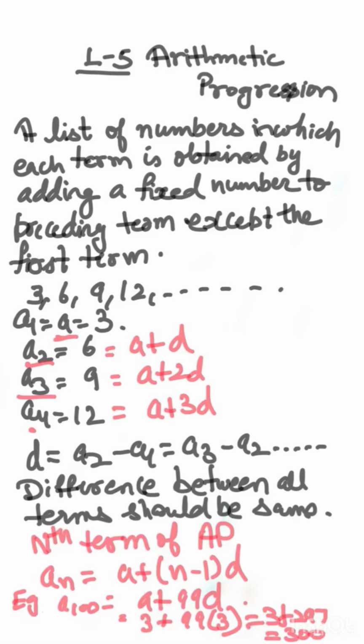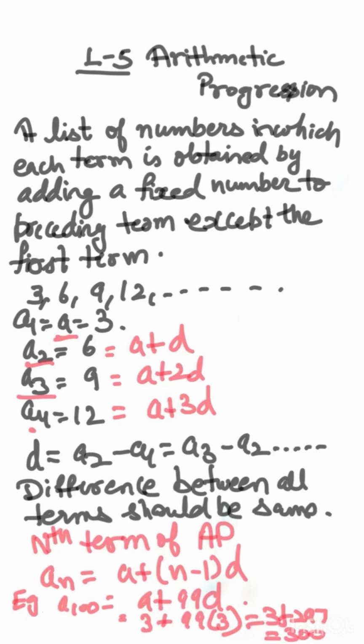But in AP, the difference should be the same. The difference between two terms should be the same. Look over here, 3 and 6, the difference is 3. 9 and 6, again the difference is 3. 12 and 9, again the difference is 3. So in AP, the difference between two terms should be the same.